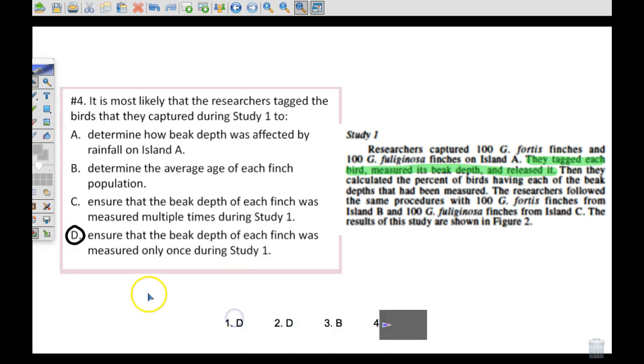So to recap, the answers to round 1 of science are D, D, B, D.